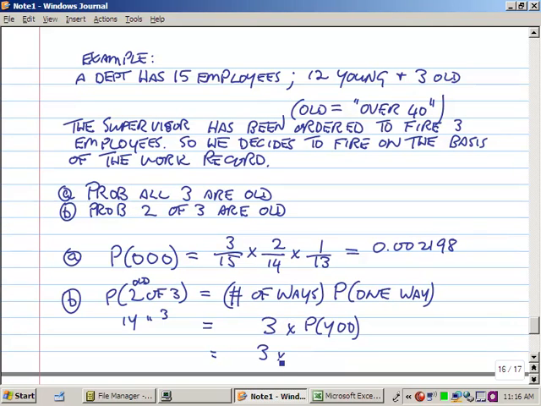Alright, young on the first, well, we have 12 out of 15 young on the first draw. Old on the second draw, we have 14 total, of which 3 are old at that point. And on the third draw we have 13 left, of which 2 are old. Okay, and so the answer for that is 0.07912. Again, a small probability, but given the rules of the road that we'll see in 215, that's not that unlikely that we'll say that the supervisor is actually fudging and using age to fire people.